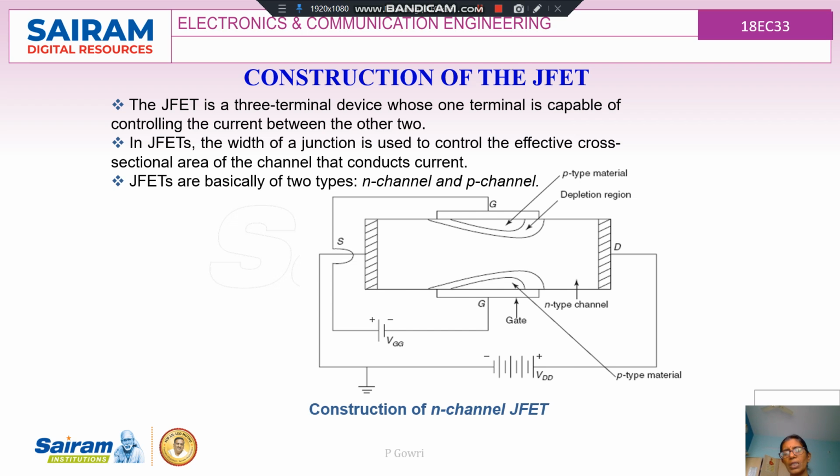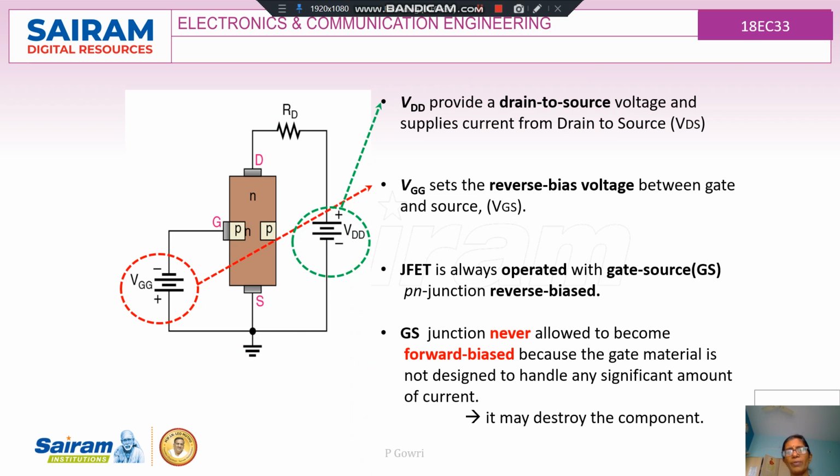Coming to the operation of the JFET, here you will be supplying two supplies, one to the gate terminal and another to the drain terminal. Normally the gate will always be reverse biased. Since the gate is P, I am connecting the negative terminal here with respect to the source, and the drain will be more positive compared to the source, so this will be plus, and the supply voltage for the drain is VDD.